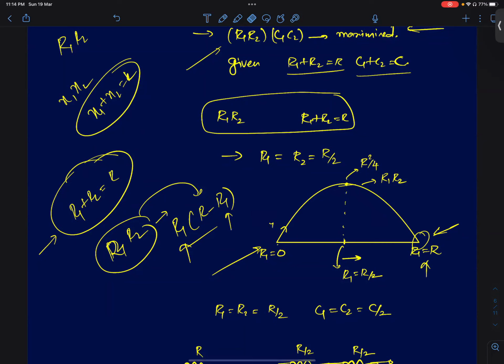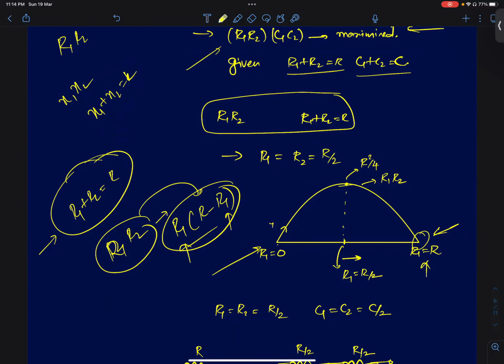And how do you find that maximum value? Just take this function and differentiate it with respect to R1, equal to 0. When you do that, you get R1 equal to R2 equal to R by 2. You get a similar problem even in what we call the maximum power transfer theorem. Not exactly the same, slightly similar. So you get R1 and R2 equal to half of, or the average of, the two values. So that's the answer here.